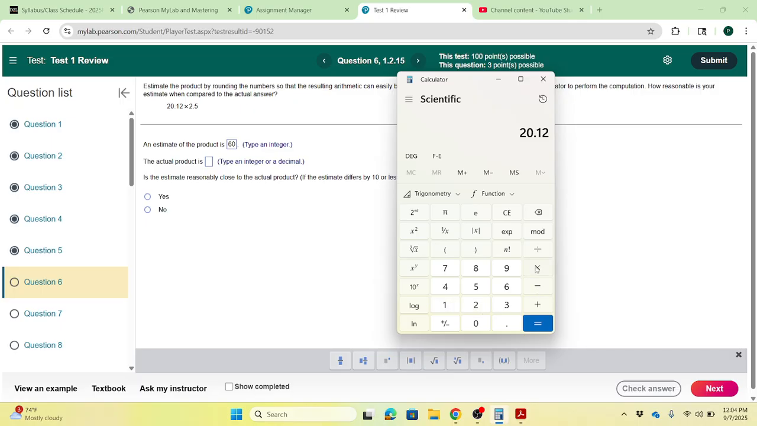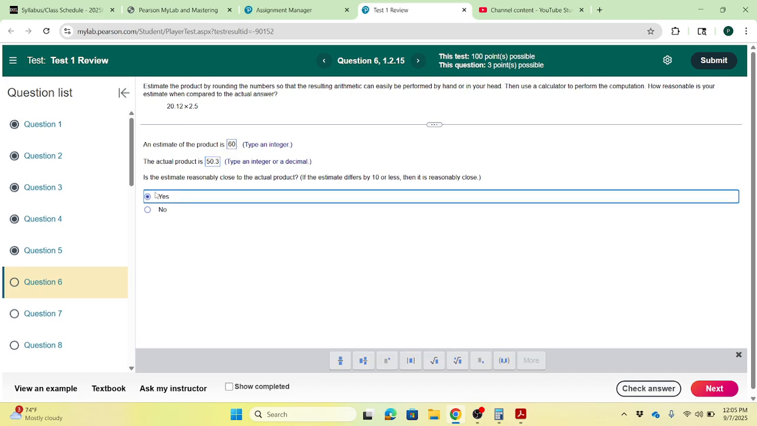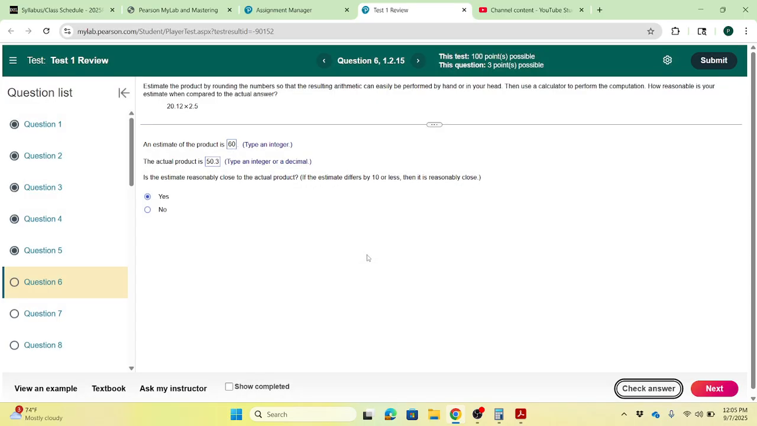20.12 times 2.5, that's 50.3, and this estimation, the difference between the estimation and the actual value, is less than 10. If the difference is 10 or less, then that's called reasonably close according to the instruction we have given.